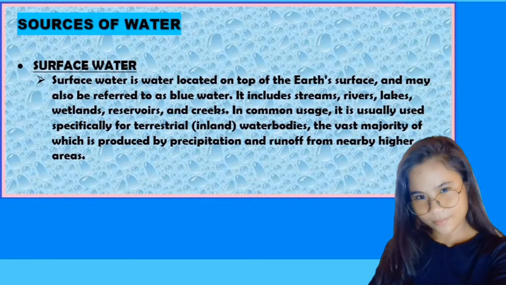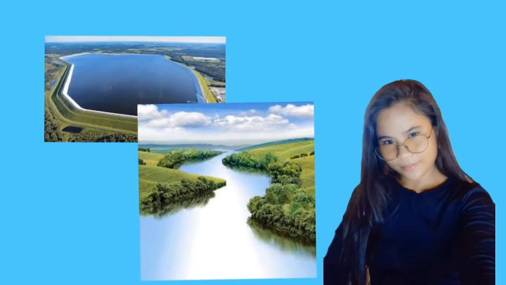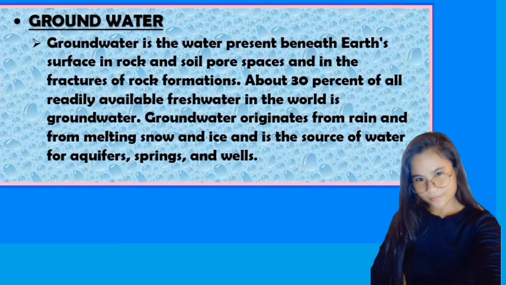Surface water is the water located on top of the Earth's surface and may also be referred to as blue water. It includes streams, rivers, lakes, wetlands, reservoirs, and creeks. In common usage, it is usually used specifically for terrestrial or inland water bodies, the vast majority of which is produced by precipitation and runoff from nearby higher areas. Surface water. Next is the groundwater.